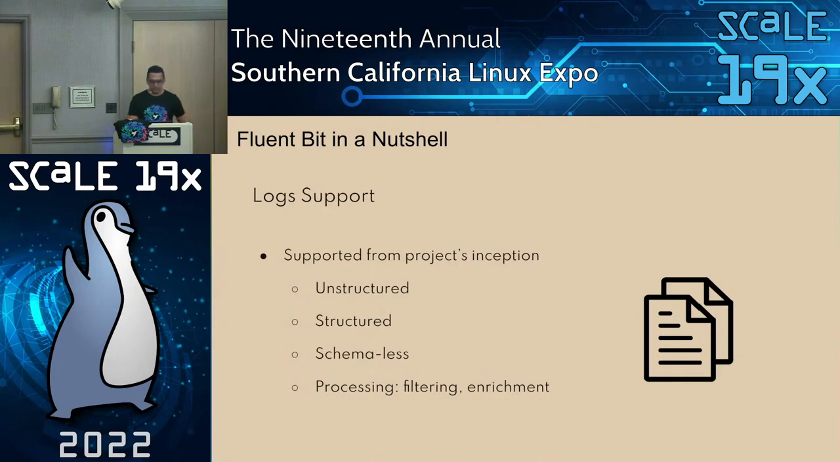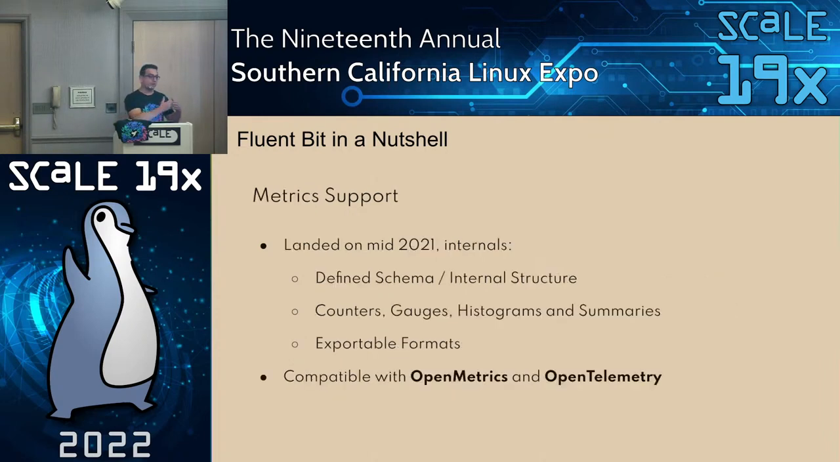Now, getting into more specific terms about logs, metrics, and traces. Logs has been supported from the beginning. We deal with unstructured and structured messages, schemaless, but we also provide the option to process the data as soon as we get it into the pipeline. We can run filtering to enrich it with Kubernetes metadata, AWS metadata, or maybe if you want to bring your own business logic into the Fluent Bit pipeline, you can run a Lua script. And Lua allows you to modify the records or do any kind of enrichment, or maybe drop the data that you don't care about before sending the data out to a destination.